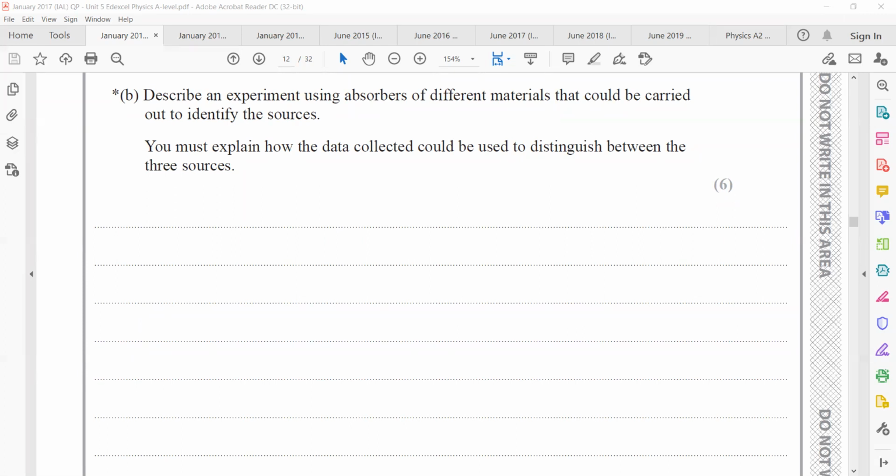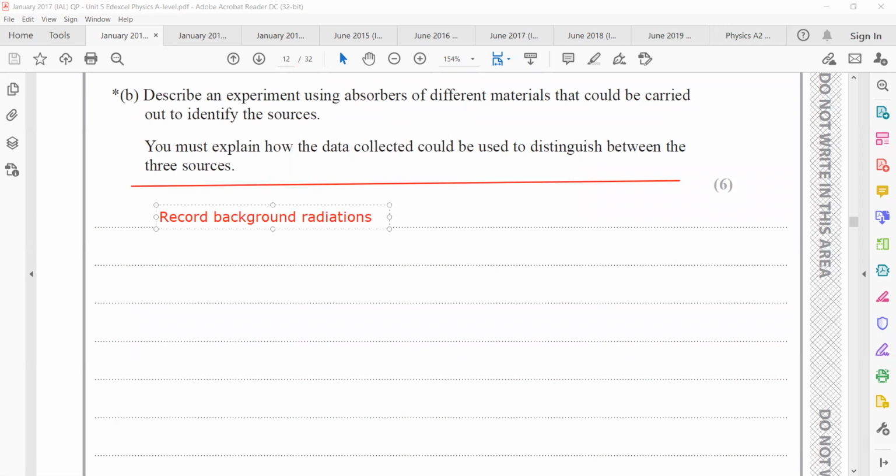So first we'll record the background radiation, then we'll place a source in front of the radiation and detect the count rate. That is the first thing. How we record the background radiation: the detector without a source in front.